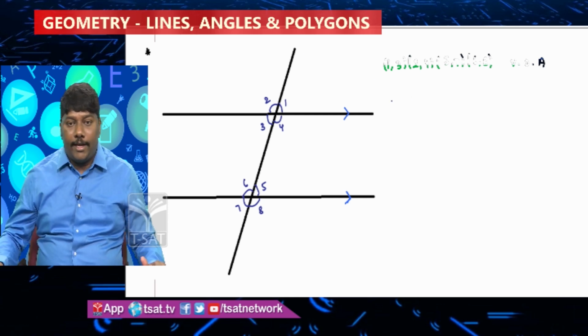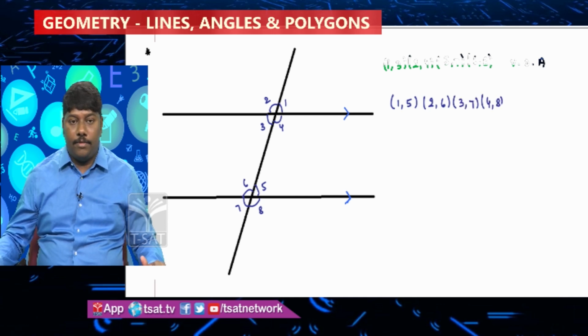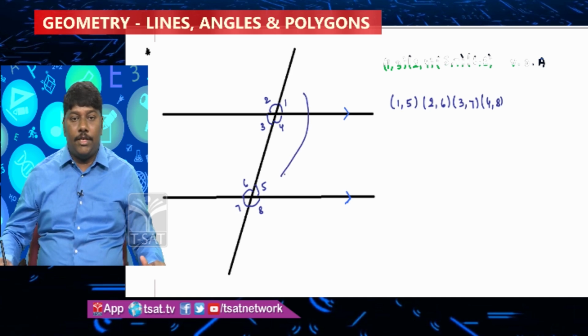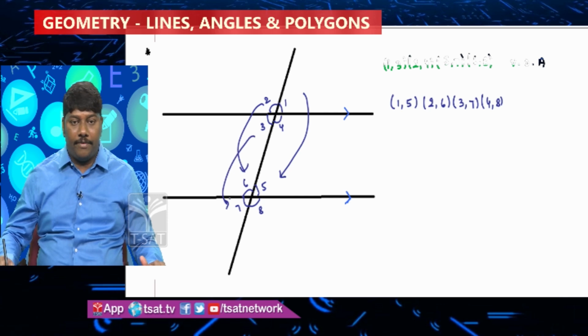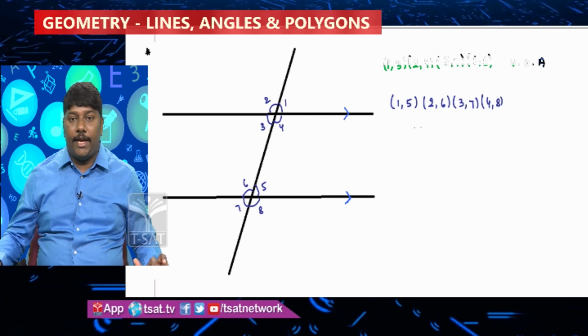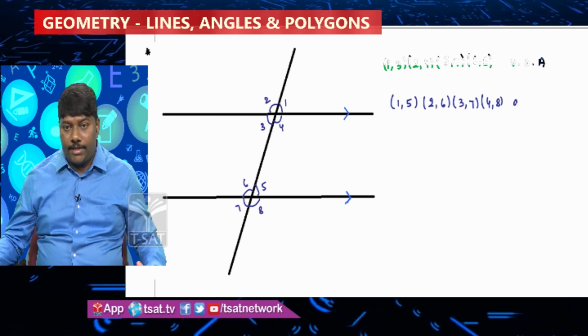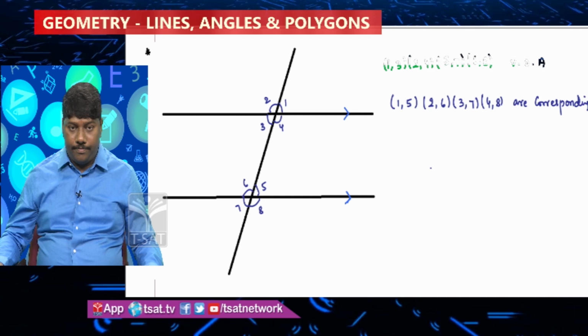Now, look at angle 1 and angle 5, angle 2 and angle 6, angle 3 and angle 7, angle 4 and angle 8. Look at angle 1 and 5. You call this corresponding. In place of 1 you have 5 here, in place of 2 we have 6 here, in place of 3 we have 7, in place of 4 we have 8. So, we call them corresponding angles. What do you know about corresponding angles? Corresponding angles are always equal.